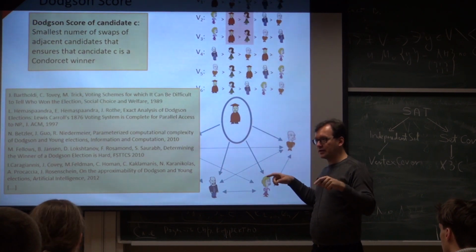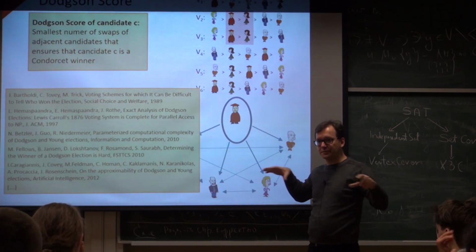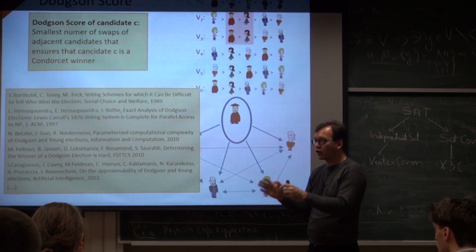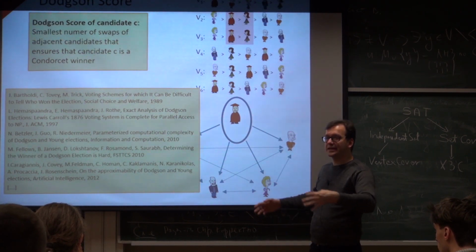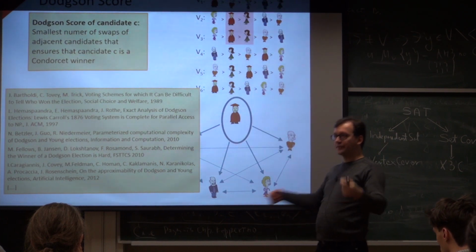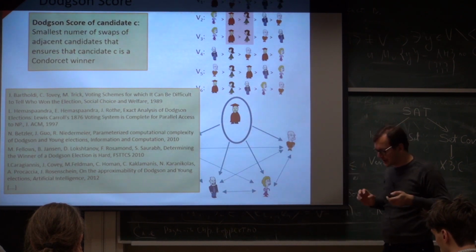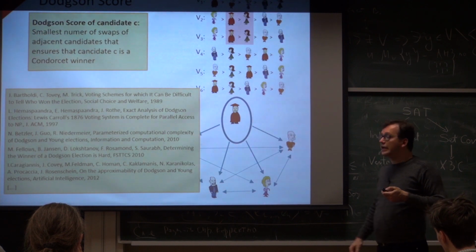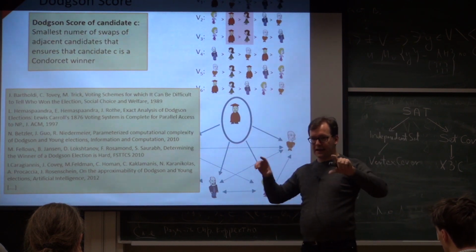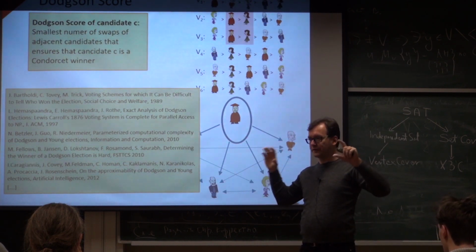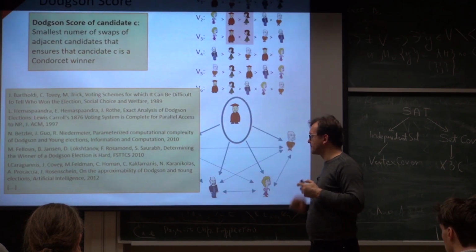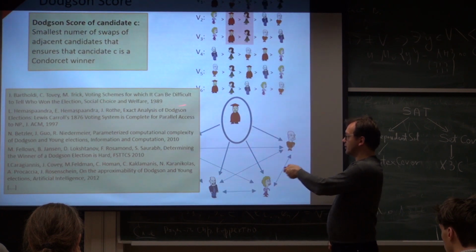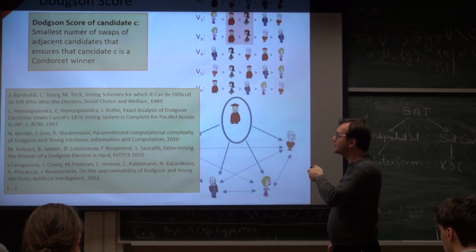Computing the score is different from saying who is a winner, because you're only asked if a given person has a given score, but you're not asking if others have lower scores, or higher in this case. But in the winner problem, you can ask, is this candidate the one with the lowest Dodson score? As opposed to other rules here, we want the score to be lowest. So they showed that the winner determination is actually NP hard.